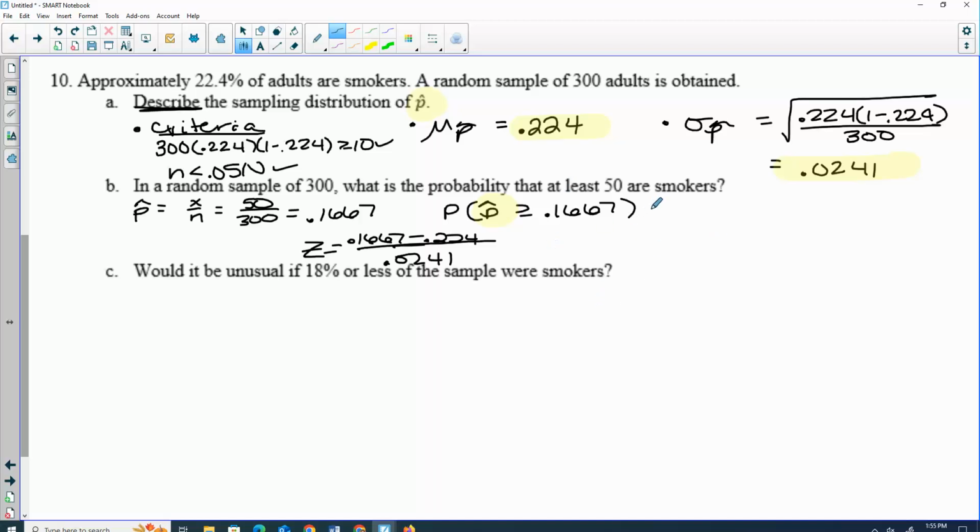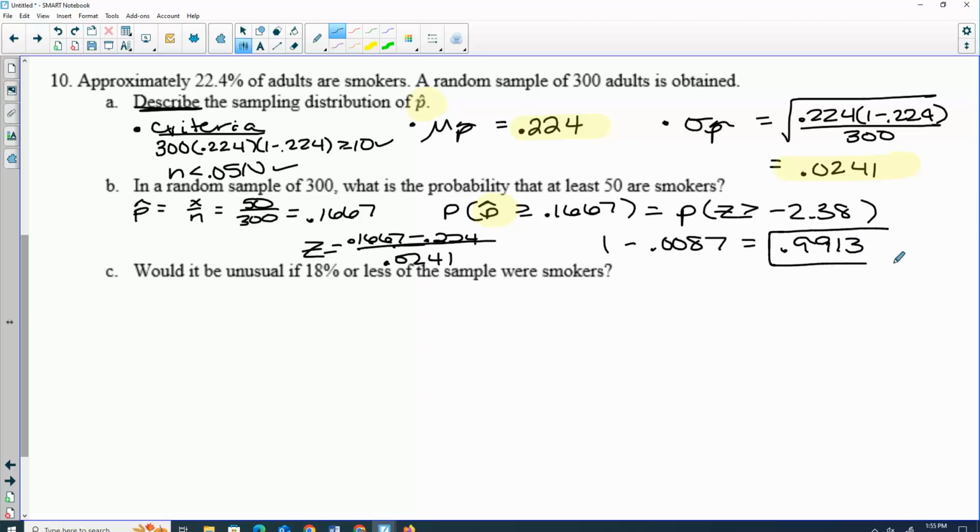And we get z is greater than negative 2.38. Greater than is 1 minus, we look up negative 2.38 and we get 0.0087. So 1 minus that is 0.991.